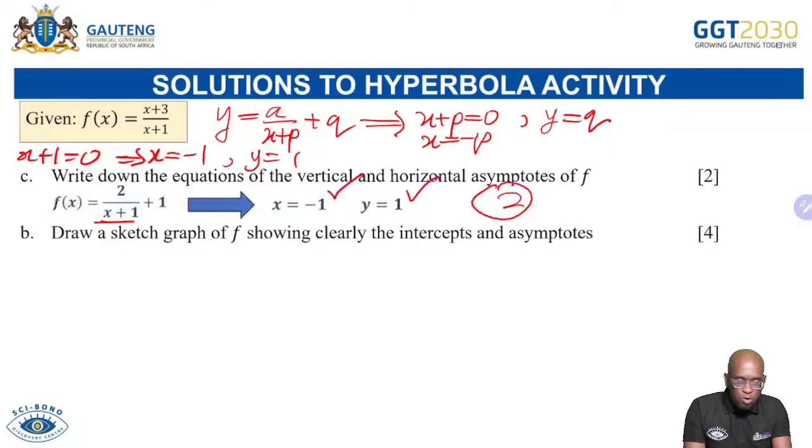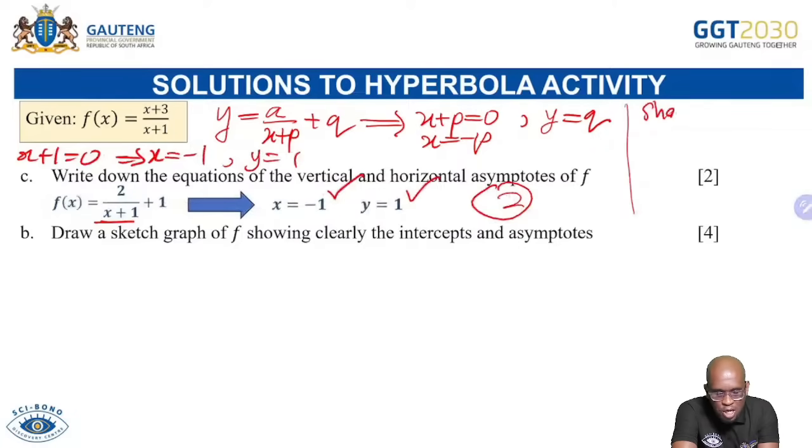All right, now going to the last one, to sketch. Remember, when we sketch, we check. Now we look at the shape. Okay, the shape. The value of a is 2, which means a is greater than 0. We are expecting the graph to be on the first and what? The third quadrant.